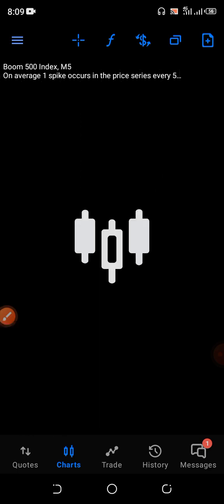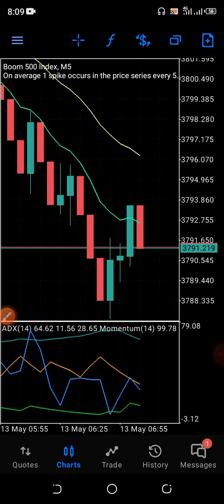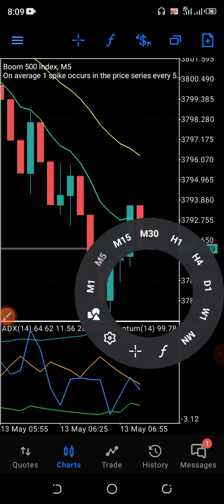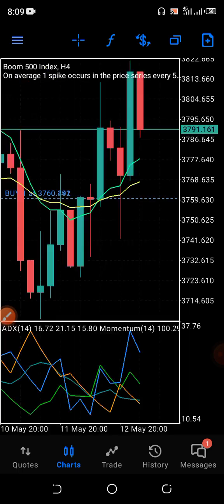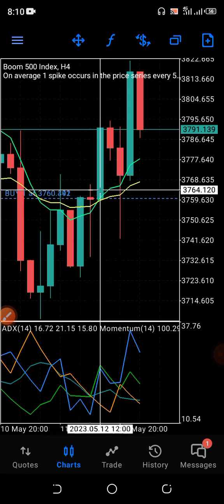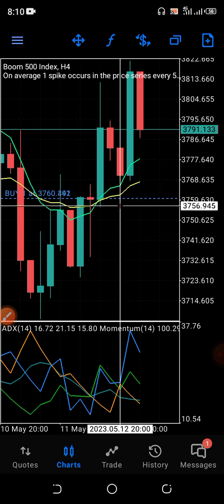Boom 500, come up. Boom 500. So when this is Boom 500, do you see the same thing? When I discovered this thing yesterday, I saw a breakout here. So I waited for this. So this one gave me the conviction. So I placed this trade at the breaking out of this thing.